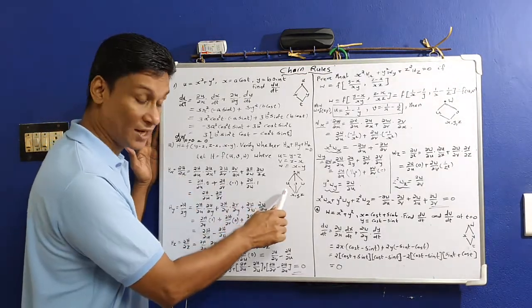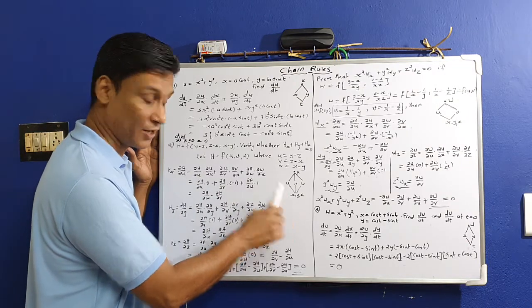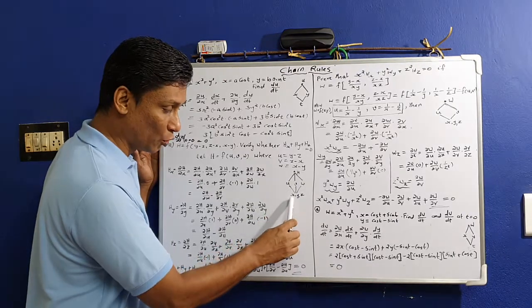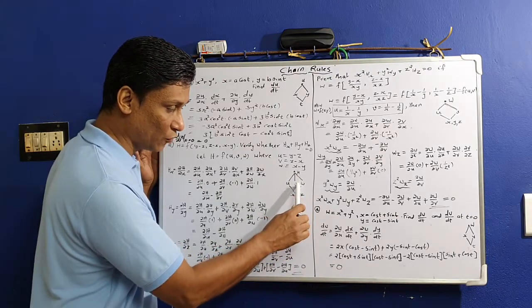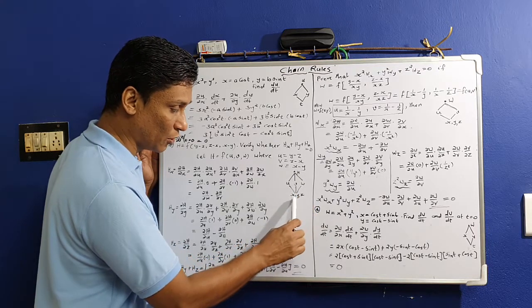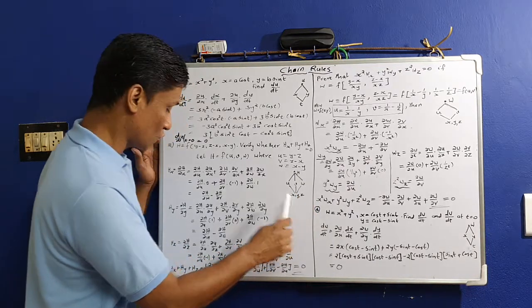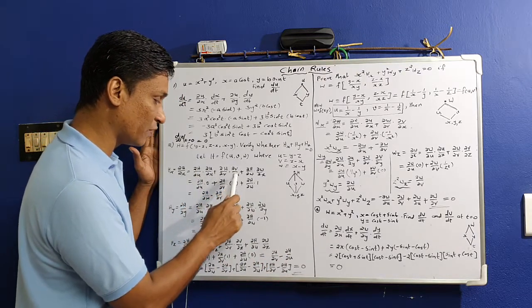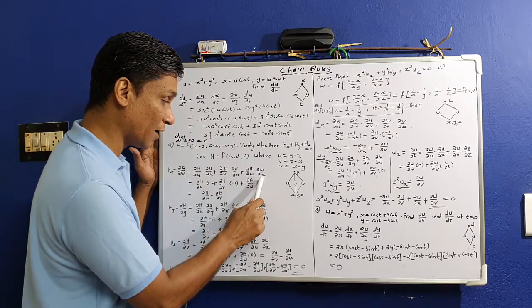You can write the chain rule from this figure. Dou h by dou x equal to dou h by dou u into dou u by dou x, plus dou h by dou v into dou v by dou x, plus dou h by dou w into dou w by dou x. So that is what I have written here.